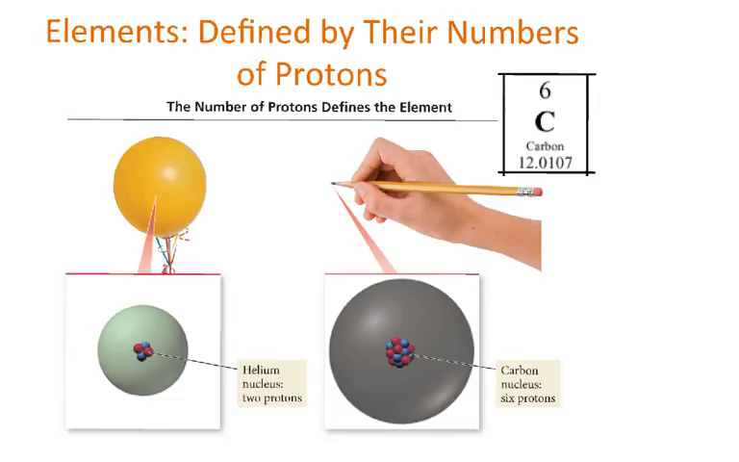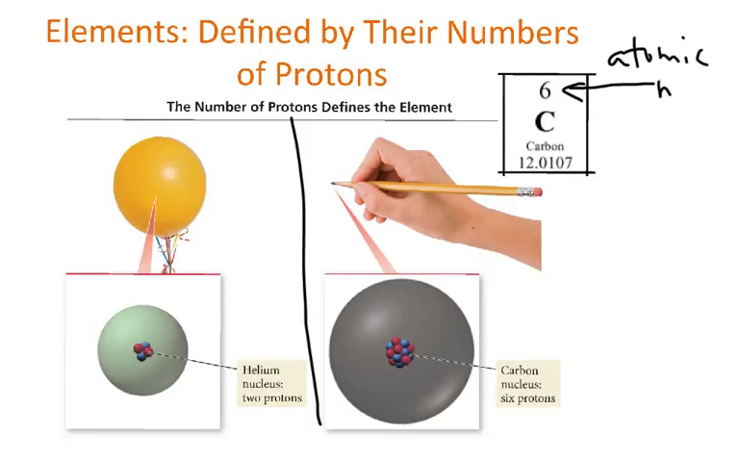So what makes elements is the number of protons that they have. For example, helium has 2 protons and carbon has 6 protons. The number of protons that an atom has is called its atomic number. And that's the number on top on the periodic table. The chemical symbol for a particular atom is given underneath the atomic number.